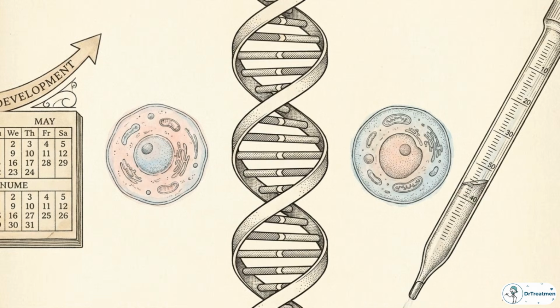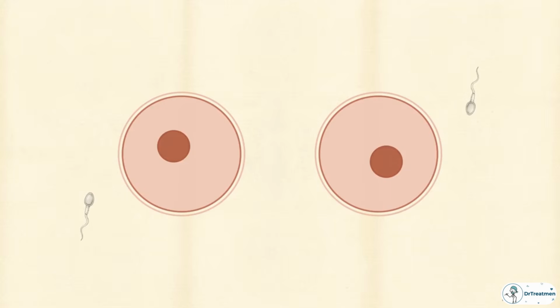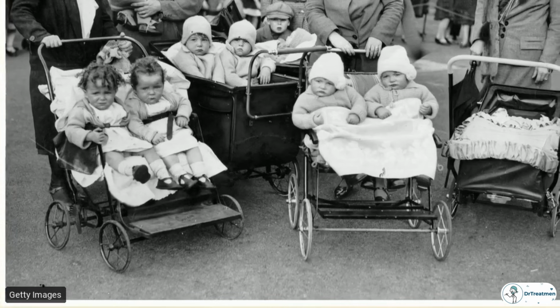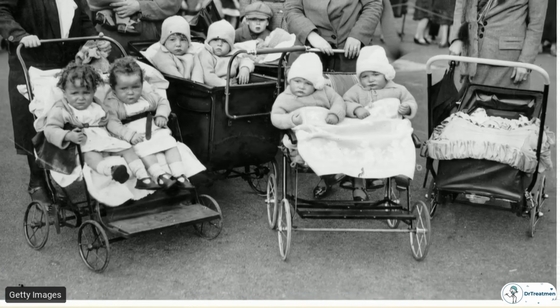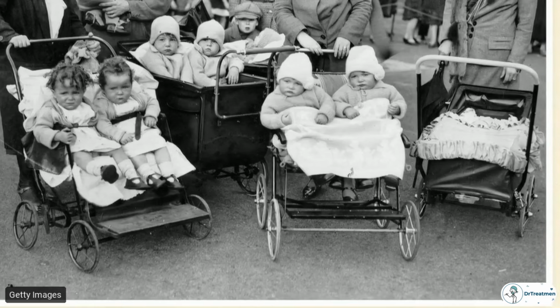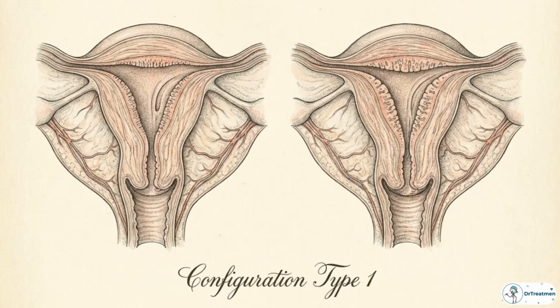This multiple ovulation is a genetic trait, often influenced by maternal age or assisted fertility treatments. If two separate sperm fertilize those two distinct eggs, the result is fraternal twins. Because they stem from entirely different genetic pairings, they are genetically distinct, no more alike than standard siblings born years apart. In a clinical setting, this configuration is called dichorionic diamniotic, or DCDA.